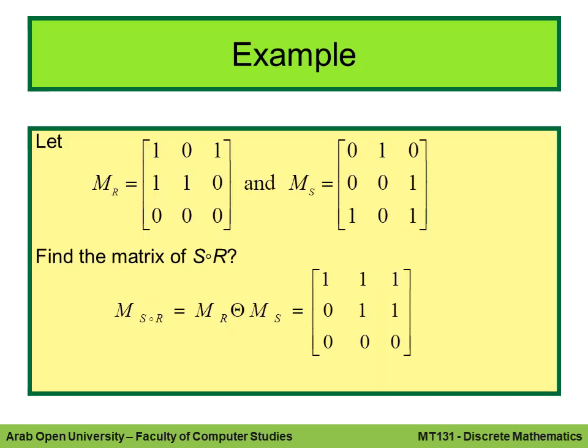Here are two relations, the matrix for R and the matrix for S. If I want the matrix for the composition S circle R, I must do the Boolean product of the matrix for R with the matrix for S. If you check, the Boolean product of these matrices should give you this given matrix, which is the matrix that represents the composition of S and R.